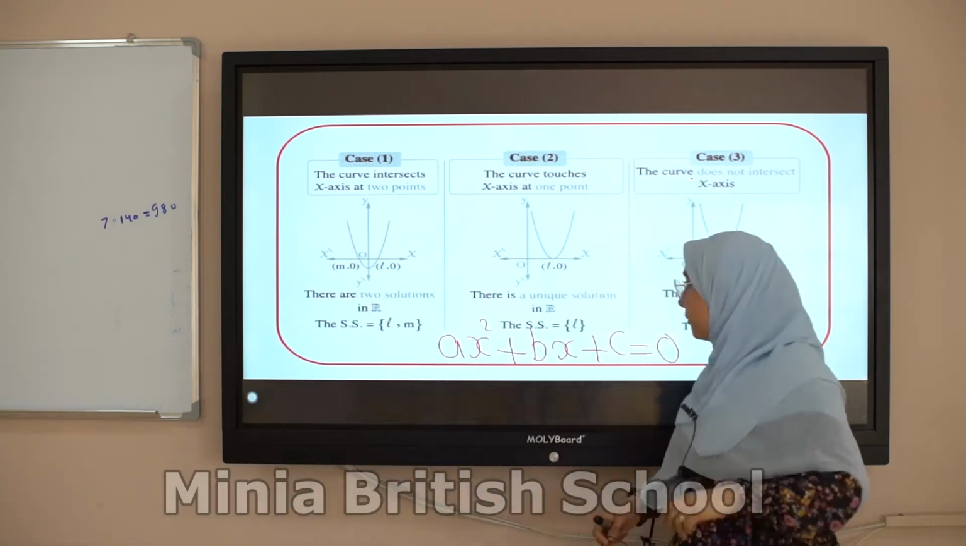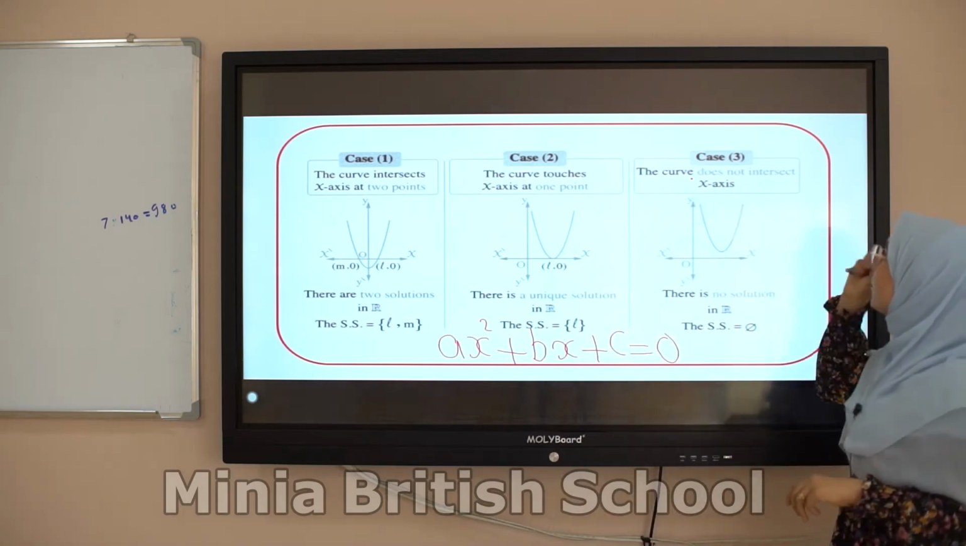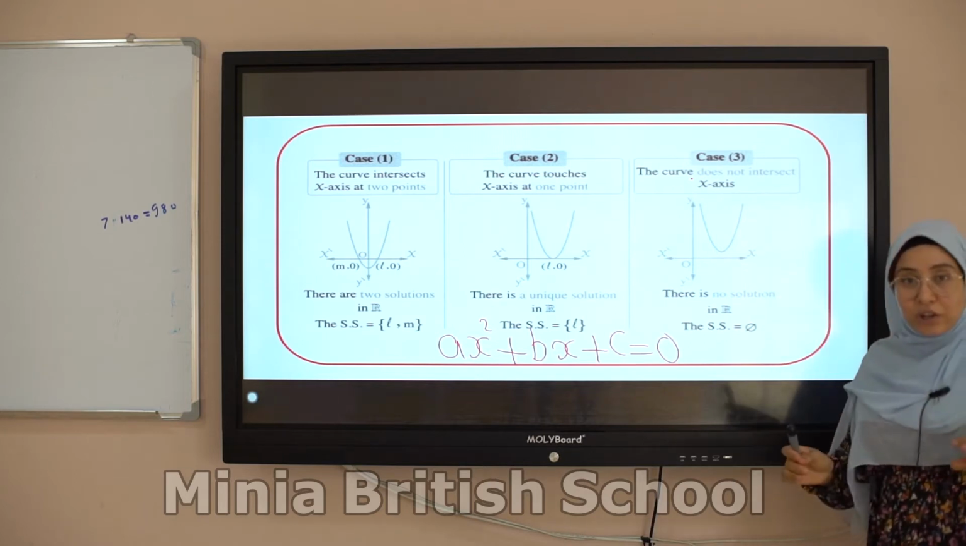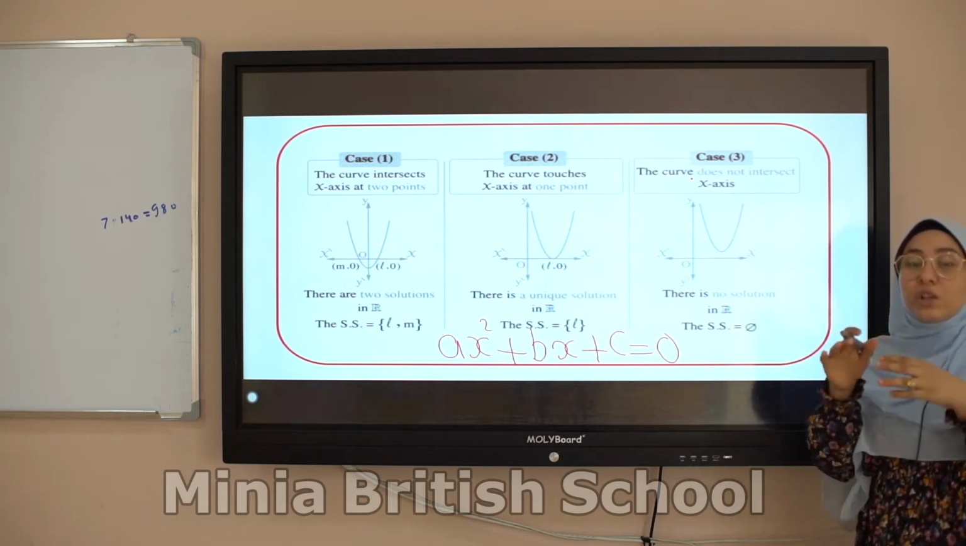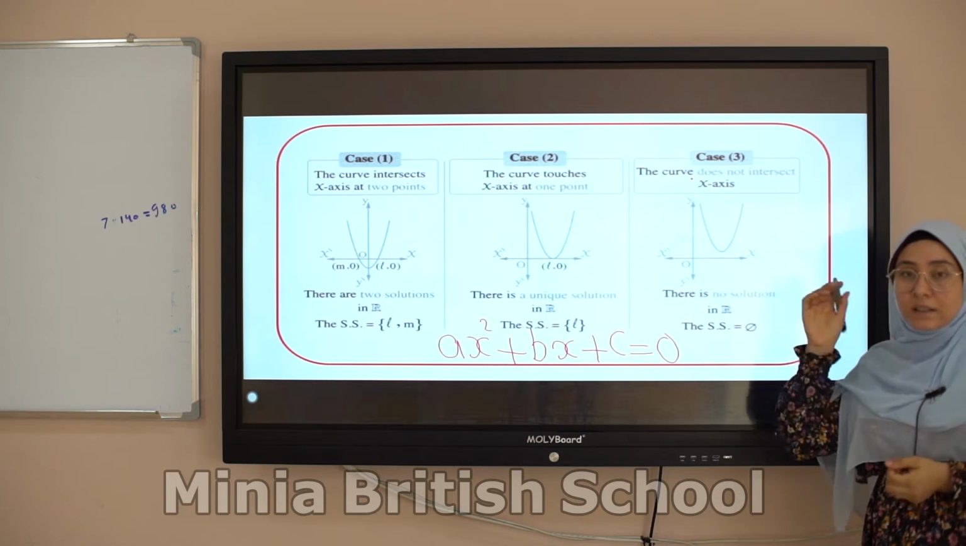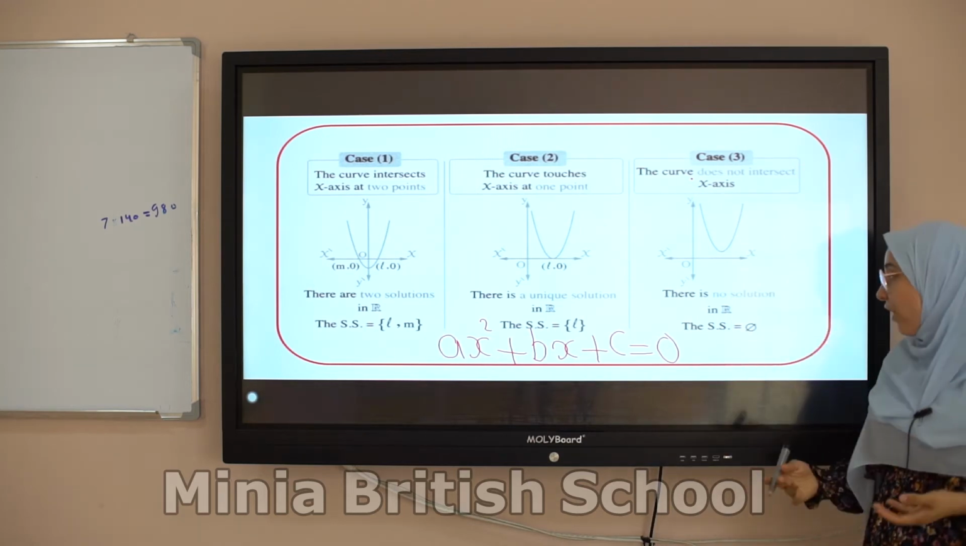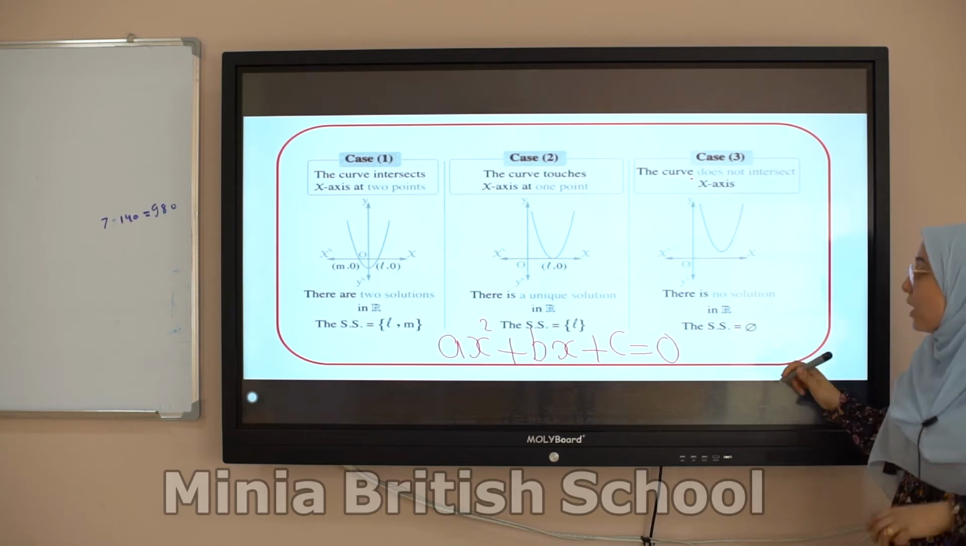And if the curve does not intersect the x-axis like this, then there is no solution for this equation, and the solution set equals phi.